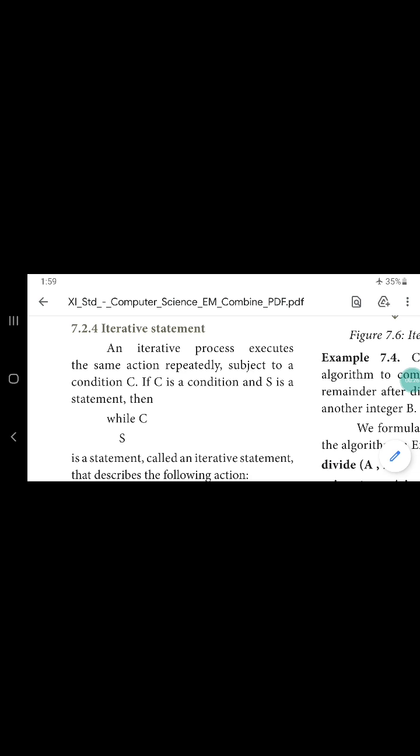Iterative means the same action will be repeated again and again. That is called an iterative statement. If the given condition is true, the action will be repeated. If the condition becomes false, it comes out of the loop. Here, while C is true, the loop will be executed. If it is false, it comes out.